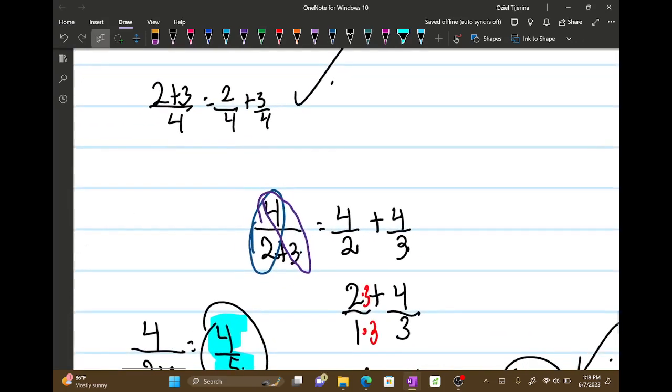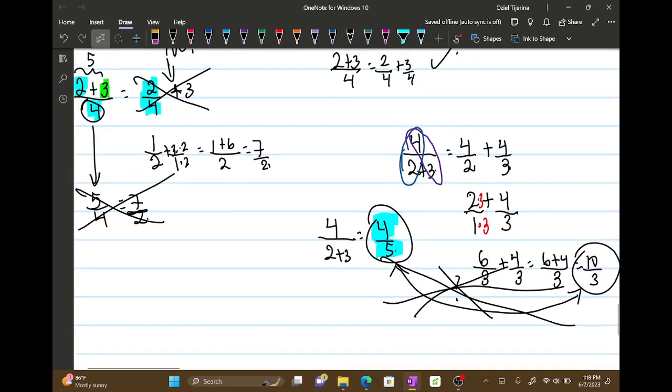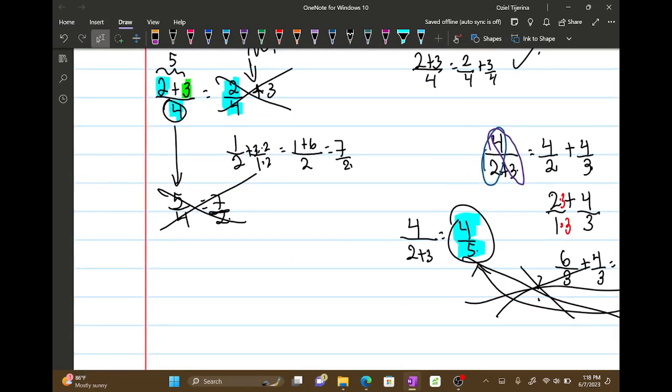There's a difference, so I really want to emphasize that. And that is one of the mistakes that so many students make. They make that mistake so much, and you have to understand how fractions work very well. So yeah.